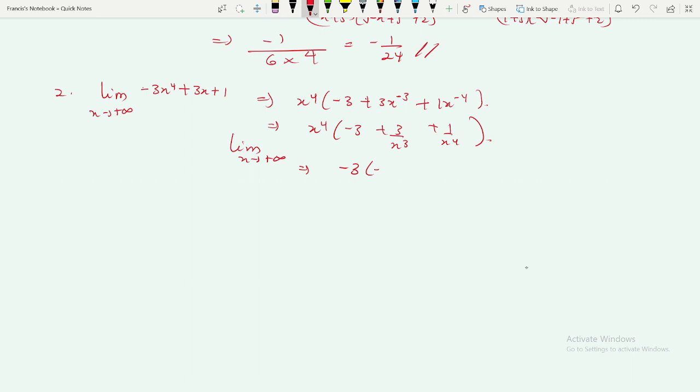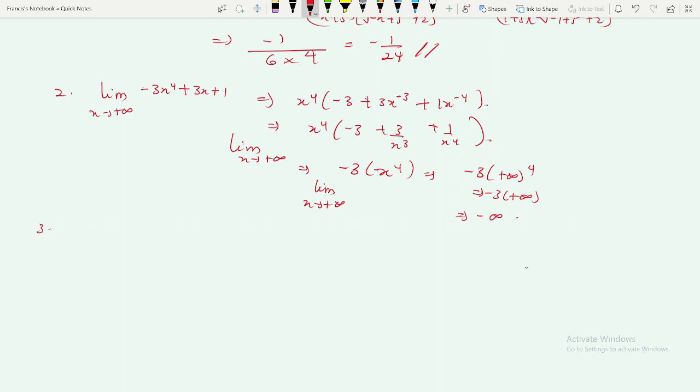So here I'm going to get negative 3 multiplying x to the power 4, limit as x approaches positive infinity, and this is going to give me negative 3 times positive infinity all to the power 4. So this will give me what? Negative 3 multiplying positive infinity. Infinity to the power 4 remains infinity, and the negative here makes everything give us negative infinity. Let's see our third problem.